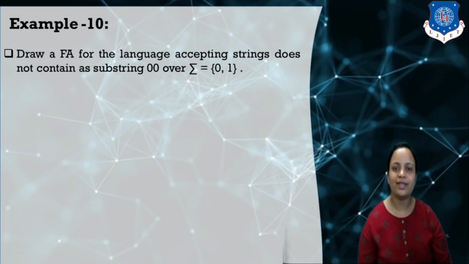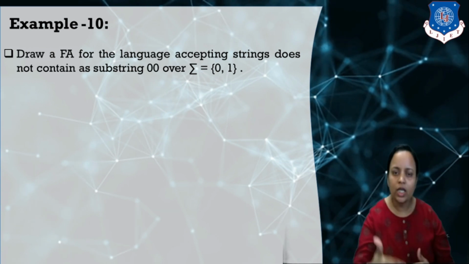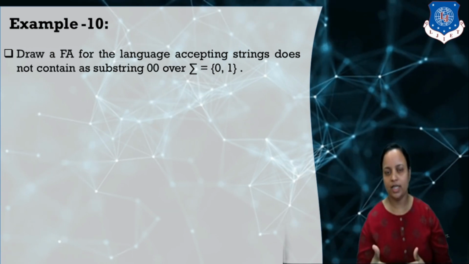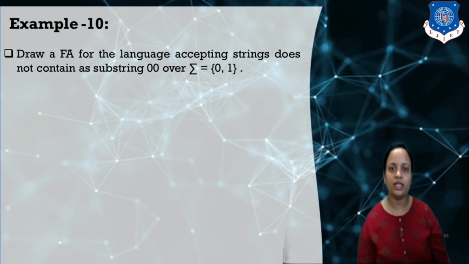Okay, so how are we going to draw it? It is a simple way. If you know how to draw the FA for the language containing the substring 00, we can make the complement of that DFA for this language. So how are we going to draw it? It is very simple if you know how to construct the DFA for the substring 00.